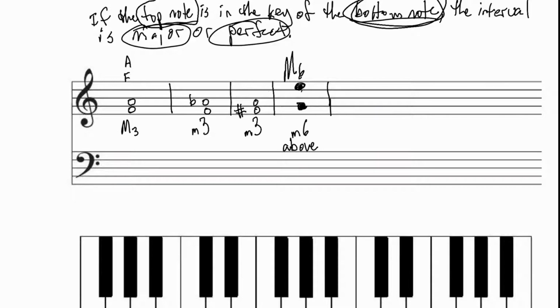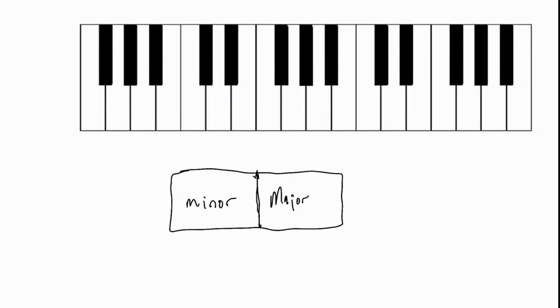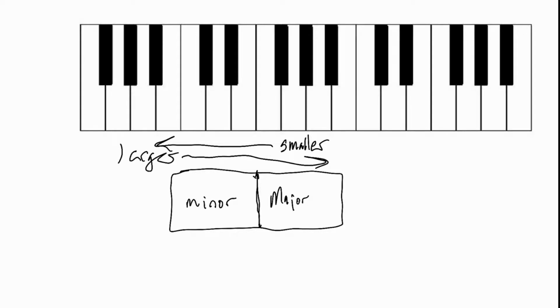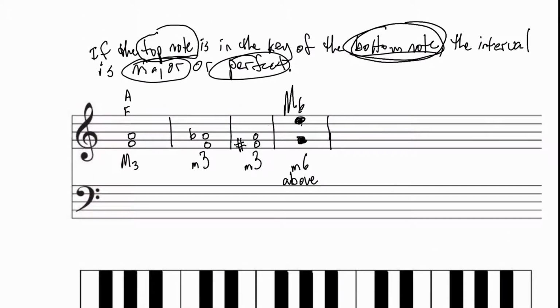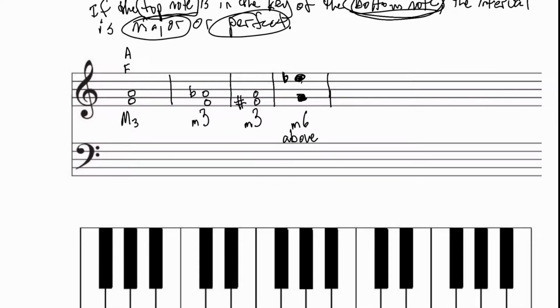We want a minor sixth, though. So things that go across the line this way are smaller. Things that cross the line this way are larger. We right now have a major sixth and we want a minor sixth. So we're going to make this interval a half step smaller by putting a flat on the top note. I just created a minor sixth above G.